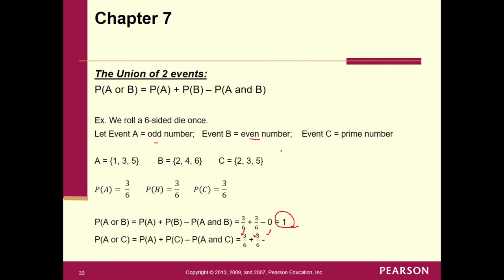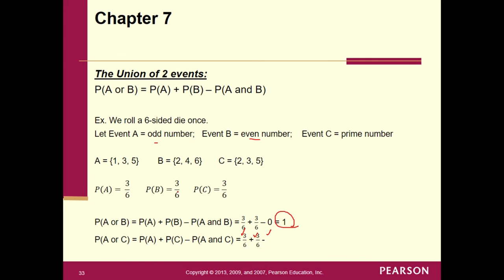Makes sense. All right. What about the probability of A or C? So A or C. We start with the probability of A. That's 3 out of 6. Probability of C is 3 out of 6, minus, well, what's the intersection here? Let's think about this.